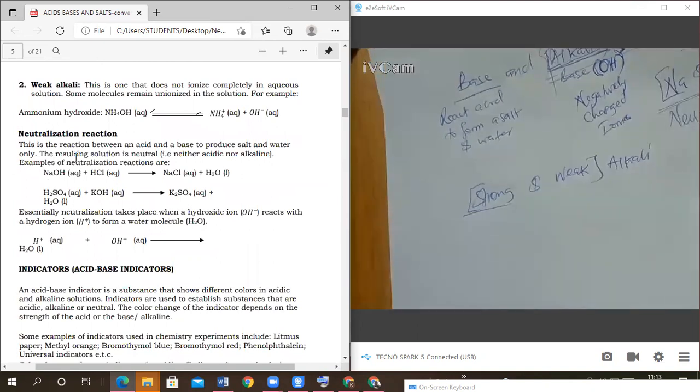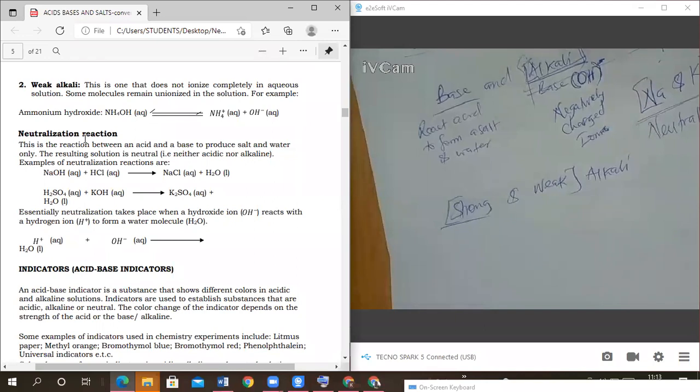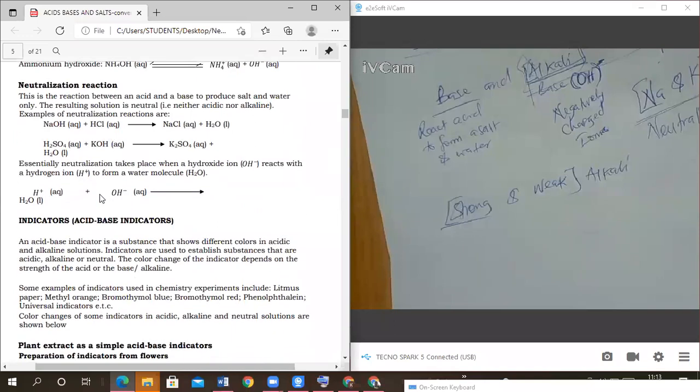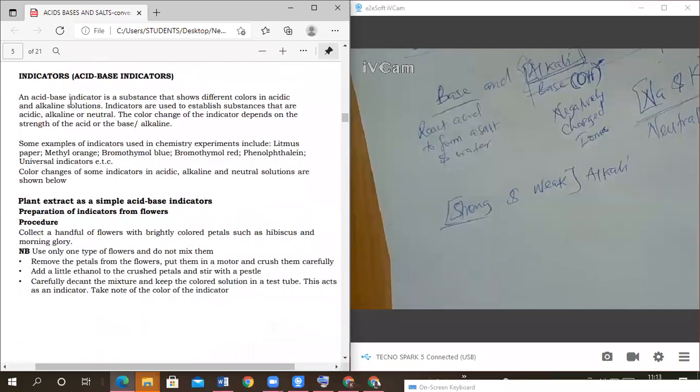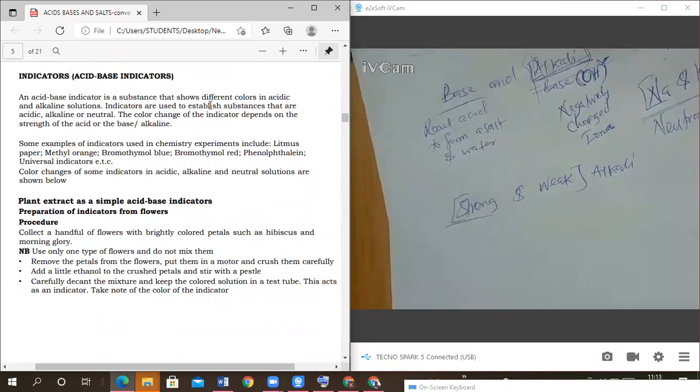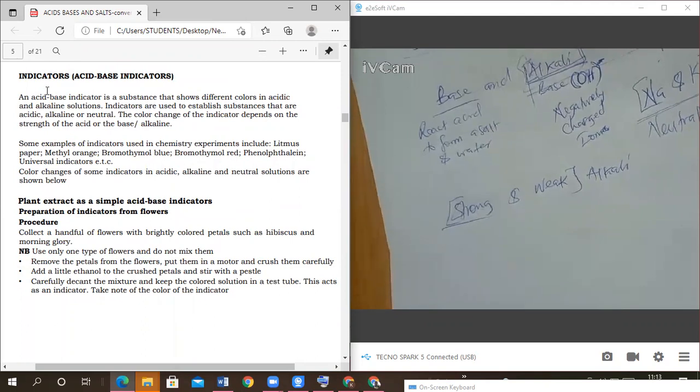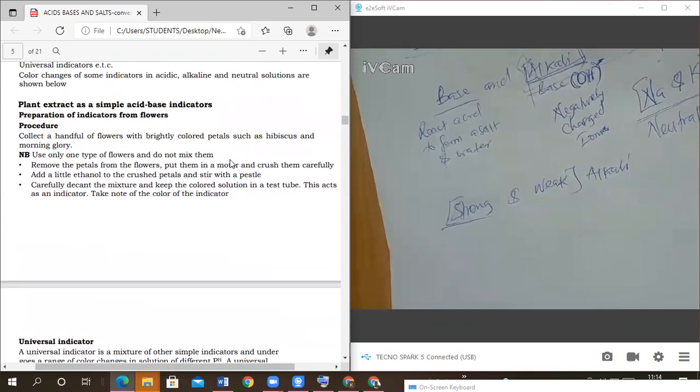So they undergo what we call a neutralization reaction. If you want to form a salt with those, you undergo a neutralization reaction. This is a reaction between an acid and a base to produce salt and water only. If you know how those things react, then indicators are just minor things. An acid-base indicator is a substance that shows different colors in acidic and alkaline solutions.